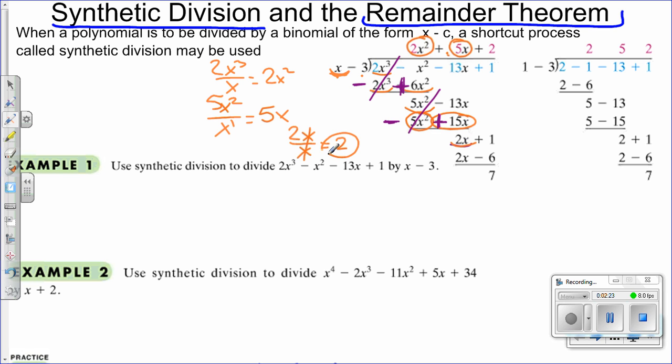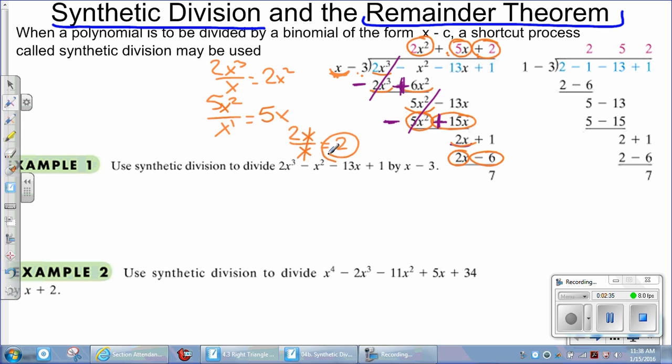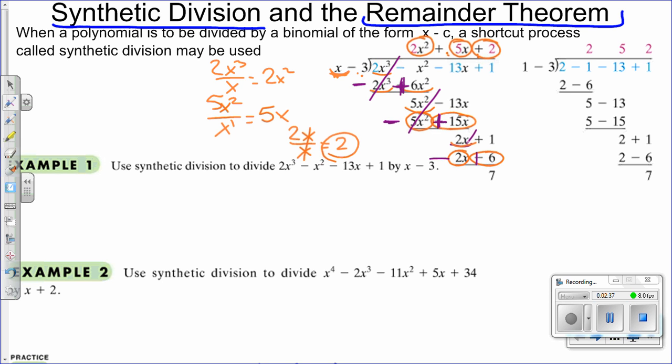Now from here, the 2 goes up here, part of the quotient, and then of course we multiply, so 2 times x, we get 2x, 2 times negative 3, we get negative 6. Last thing to do is to subtract, so we must change the signs. That cancels out to 0, and here we have 1 plus 6, which is 7. So the remainder is 7. Yes? So you just change the signs when you subtract.